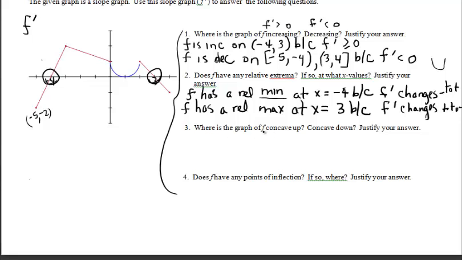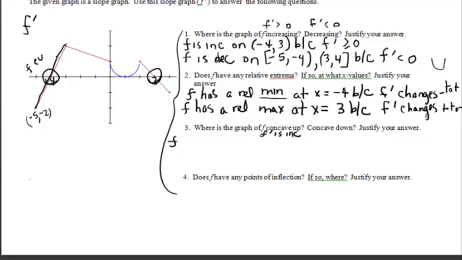All right, where is f concave up? Well, that would be where f prime is increasing. So we're going to look over here at the graph. Now it's not simply about where it's above and below the x-axis. It's actually looking at the graph and figuring out where it's rising and falling. So let's take a look over here. F prime is increasing. That means the graph of the function is concave up.